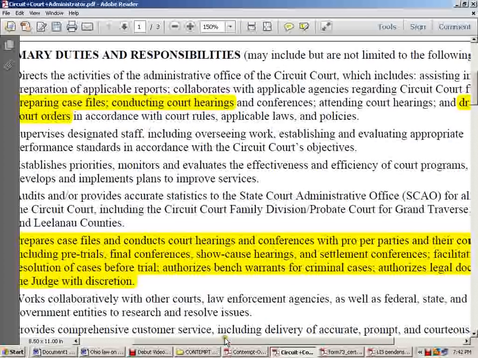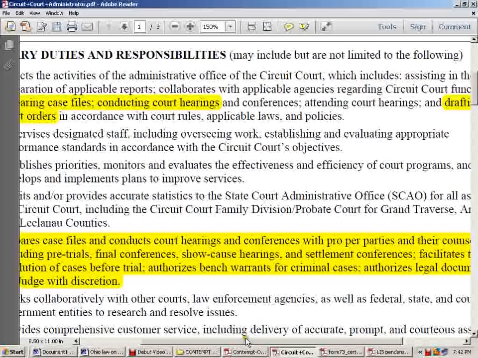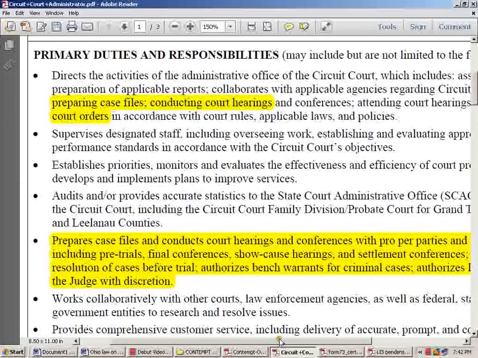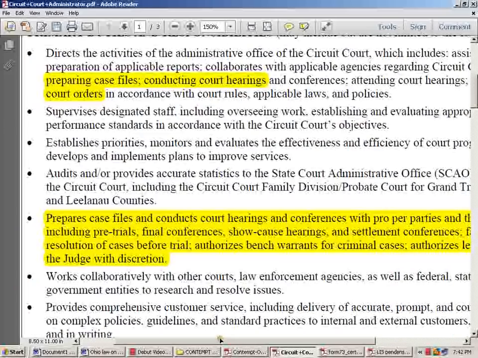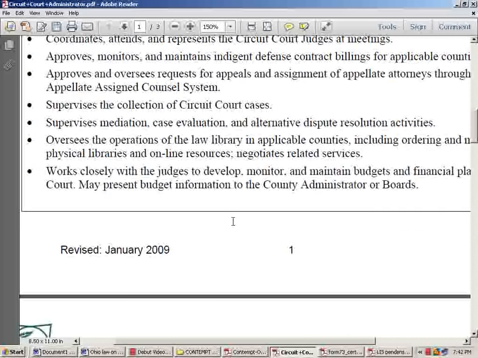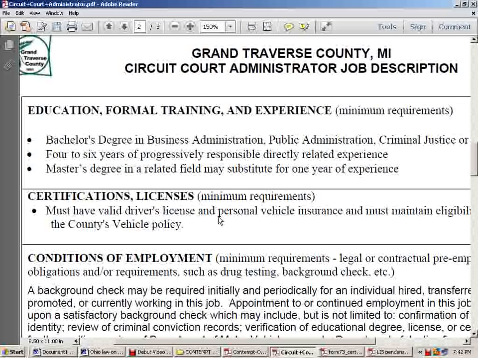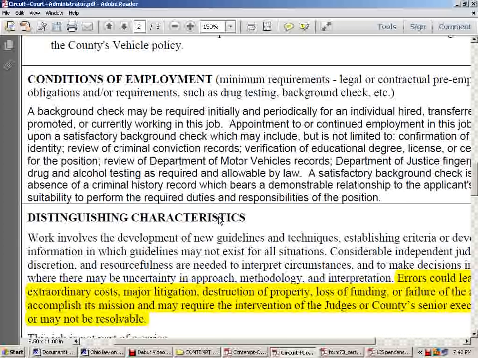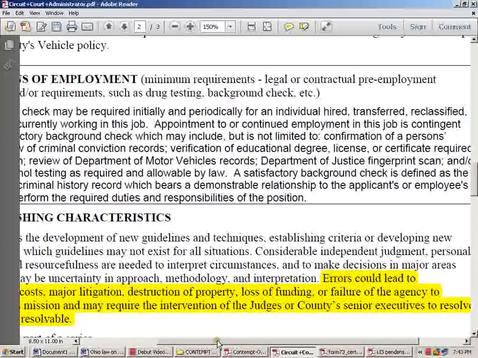They can authorize bench warrants for criminal cases and authorize legal documents for judges with discretion. So they can issue writs, subpoenas, all sorts of stuff. All the things that a judge can do at chambers, I believe they can do, because we used to have people here called the Circuit Court Commissioner that could do everything a judge could do at chambers. Which was everything except hear a case out in the courtroom.